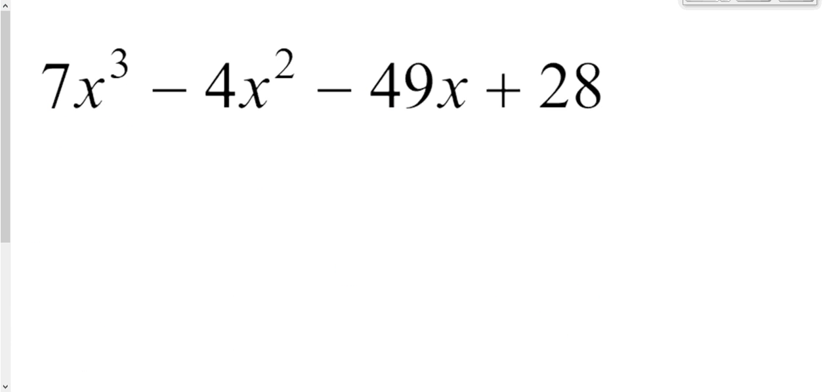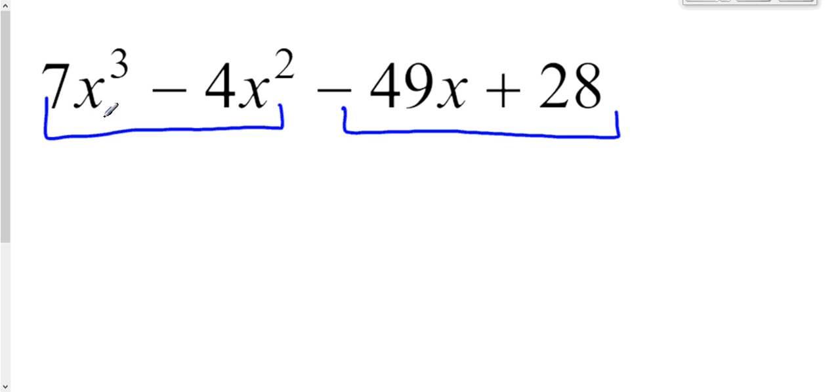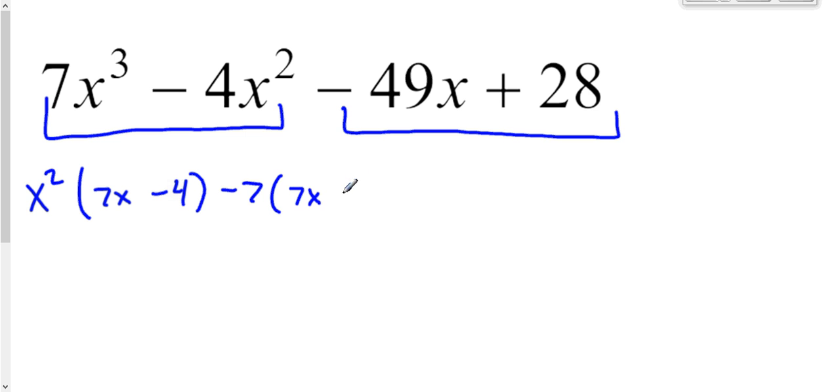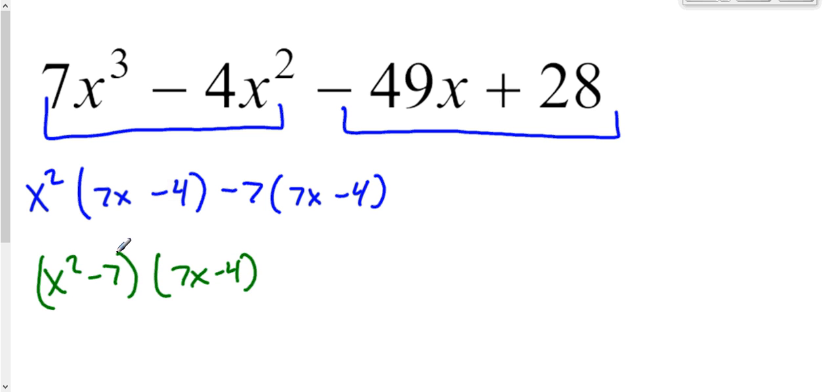Let's try another factor by grouping. First 2 terms, second 2 terms. Looks like the only thing they have in common is the x squared. That leaves us 7x minus 4. The next one looks like they can take out a negative 7. That leaves us 7x minus 4. We have x squared minus 7 is one of our binomials, and then we take one of the duplicate pairs and write them down.